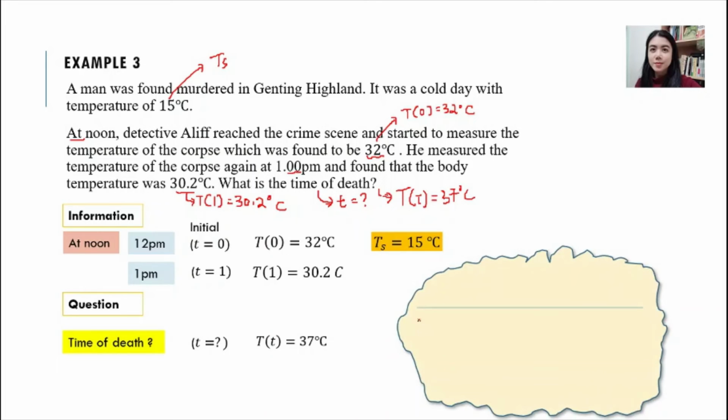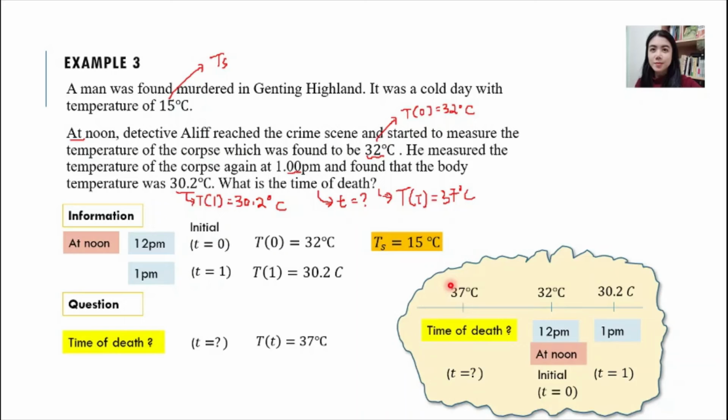Detective Arif measures the temperature of the body at 12 noon. It was 32 degrees Celsius. After 1 hour, it became 30.2. When we want to know the time that this man was still having a normal body temperature, so it's 37 degrees Celsius, we are going to trace back the time. So if we look at this, you know that your t is supposed to be negative, because you have traced the time backward.